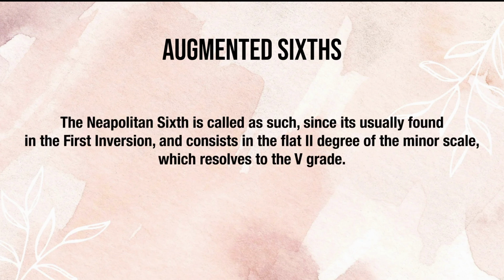The Neapolitan sixth is called as such since it's usually found in the first inversion and consists of the flat second degree of the minor scale, which resolves to the fifth degree.